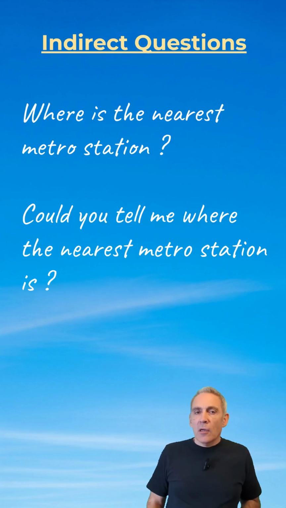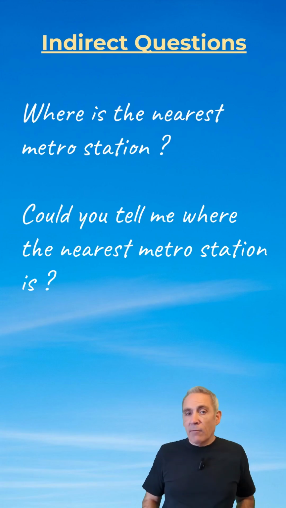Notice the change. We add a polite phrase at the beginning and we do not invert the subject and verb in the part that comes after. And depending on the tense, we might no longer need an auxiliary verb. So, not could you tell me where is the nearest metro station?